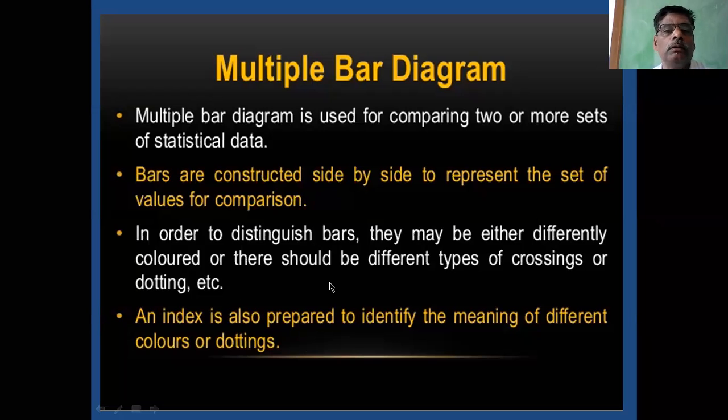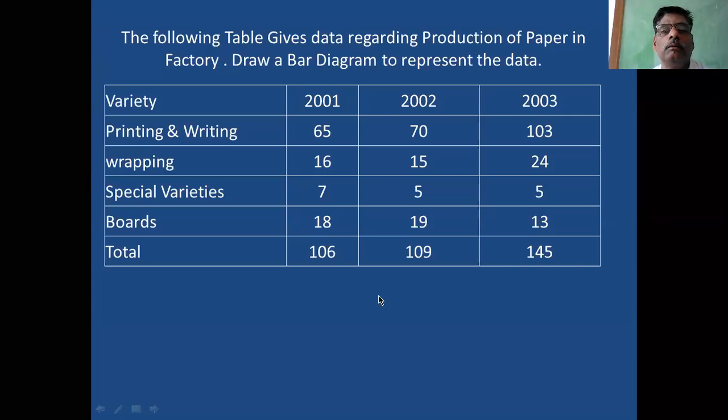And this is already explained. Once again, I'll show this table. This is the question, asked to draw the bar diagram. The set of information is of two types. The first set is printing and writing material related to 3 years. You make one set of information like this. The second set is wrapping paper, 2001, 2002, 2003. This is the set for paper.